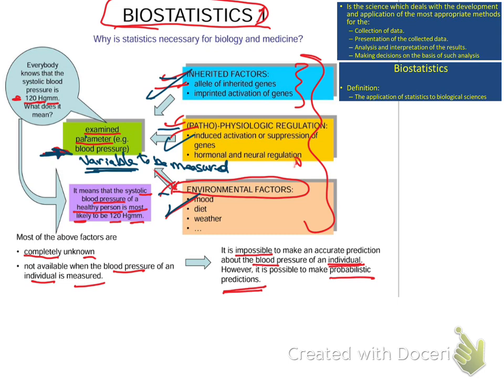Some of them I can control. For example, the diet. I can ask the person to change his diet. I can change the weather. I can send him to another country or another continent. So the weather can be changed. I can ask him to use an air-conditioned place, rather than staying outdoors in the sun. But some of them, like the genes, alleles, inherited genes, dispersion of the genes, or activation of genes, we cannot control.